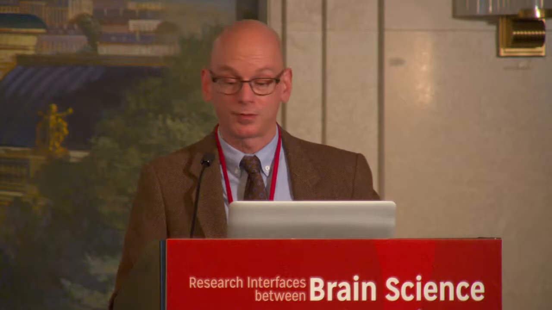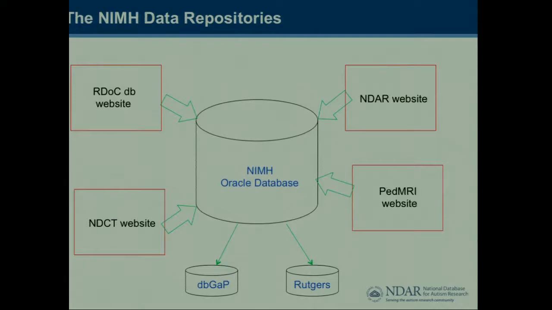There are, in fact, four database infrastructures, but they all point back to the same Oracle database. I'm going to talk mostly about NDAR, the National Database for Autism Research. There's a pediatric MRI interface, and if you Google NDAR, you'll find it, for those of you on computers. NDCT is the National Database for Clinical Trials.